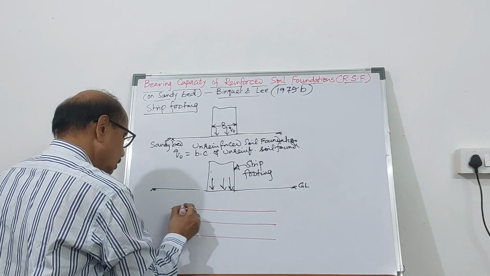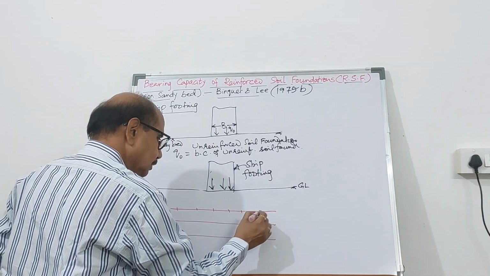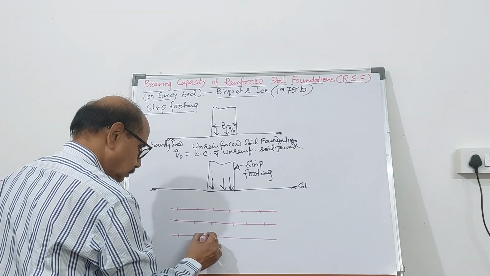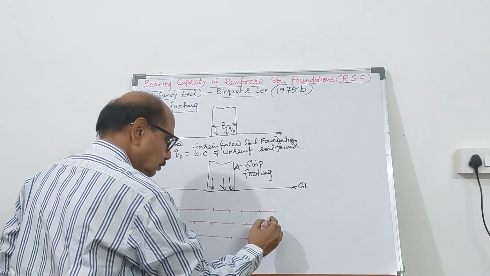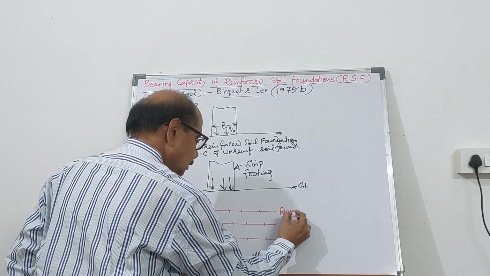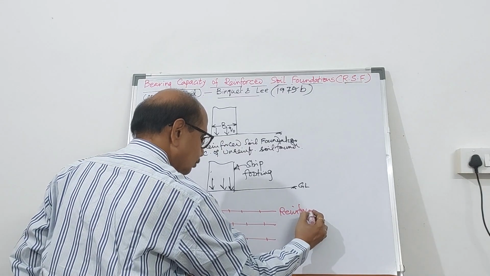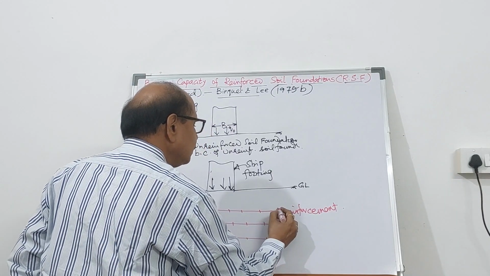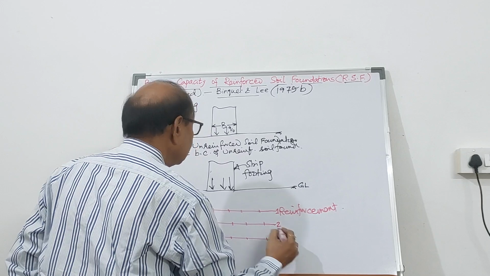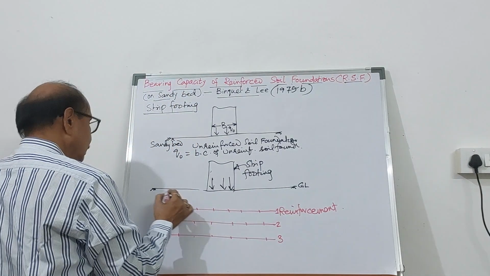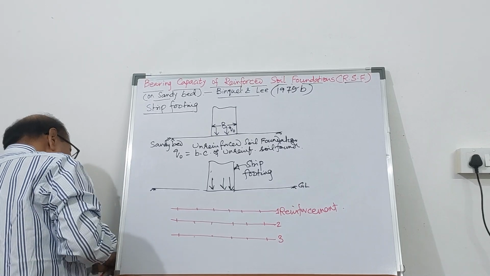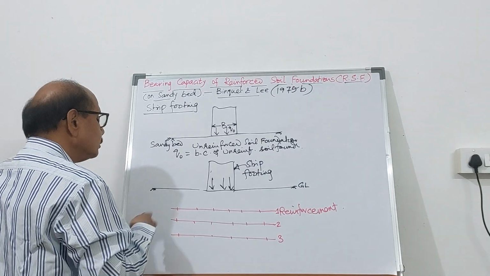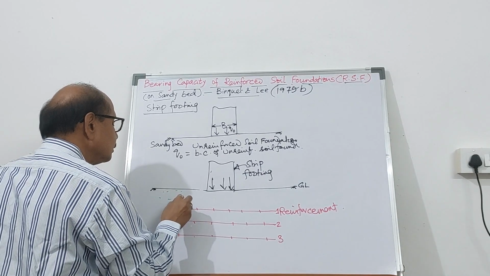Then the analysis by Binquet and Lee. These are the geosynthetic layers as the reinforcing material. So these are the reinforcement, layer 1, 2, 3, and the soil mass is there, the soil mass.